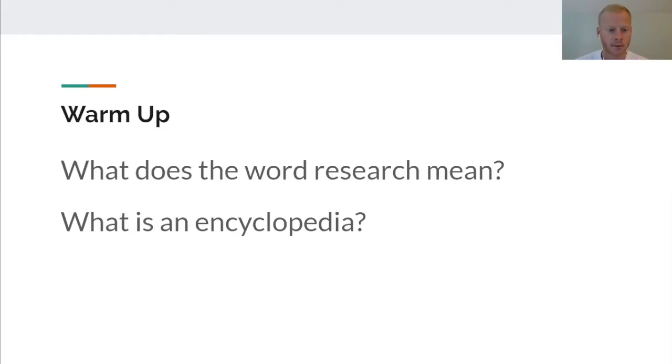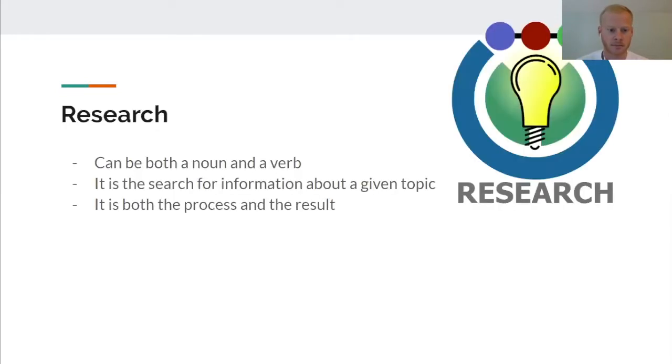Okay, so first one, what does the word research mean? Well, research is both a noun and a verb. It is the search for information about a given topic. So it's both the process of how you search for something and it's the result. So if you're talking about looking up mice, when you are searching and looking up information on mice, you are doing research. You are conducting research. In both of those processes, it's both the noun and it can also be a verb.